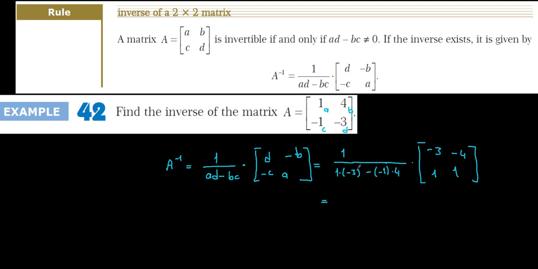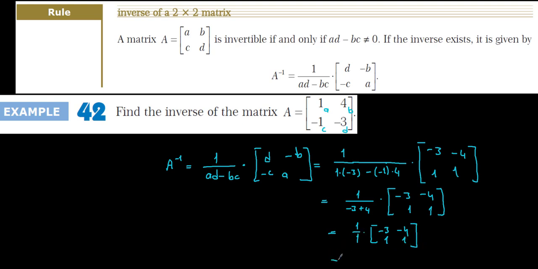Let's do this calculation. 1 times 1 over minus 3 minus 4, it's going to be minus 3 times minus 4, it's going to be equal to plus 4 times here minus 3 minus 4, 1 and 1, and this is the last part. Now 1 over 1 times this matrix minus 3 minus 4, 1 and 1. Then 1 over 1 is equal to 1.